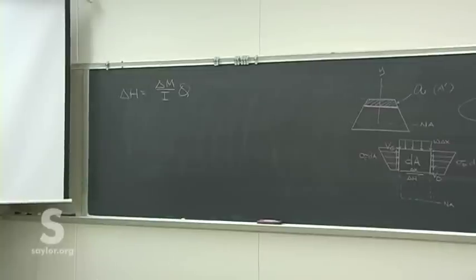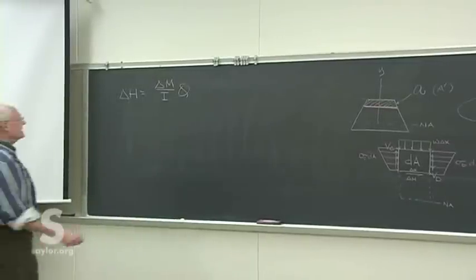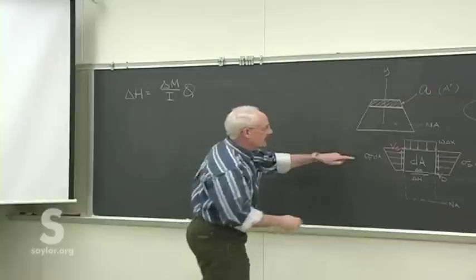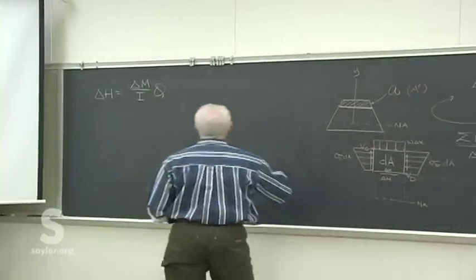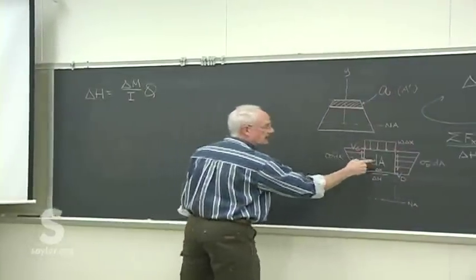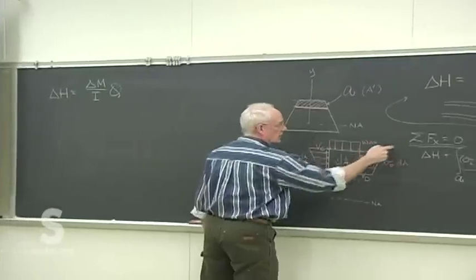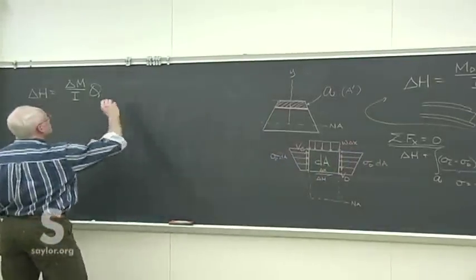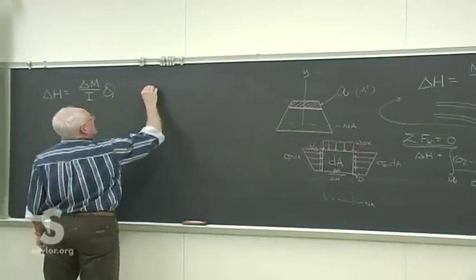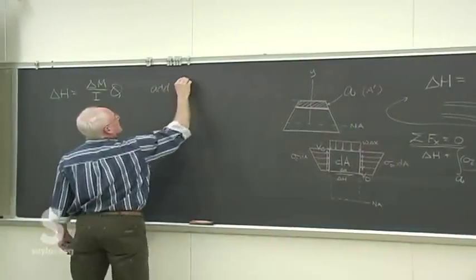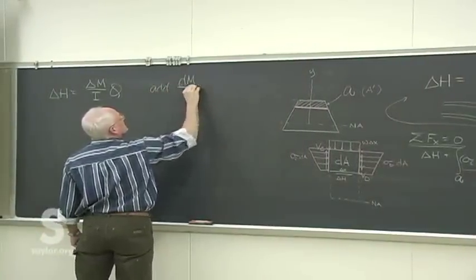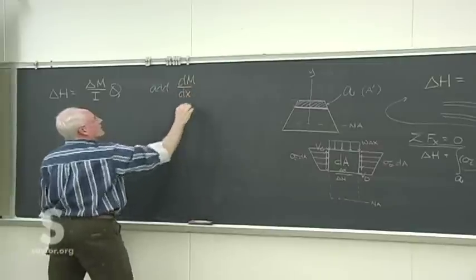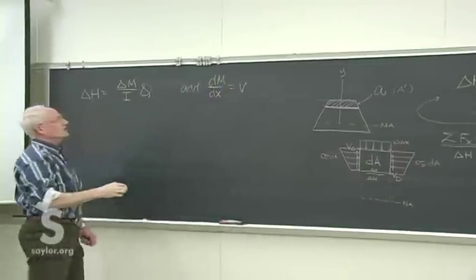Now we're going to grab something from a little bit in the past. Remember, this delta M is the difference in moment on either side. It's not in this picture because we did a force balance, not a moment balance. We're going to add to this our relationship between the moment and the shear.